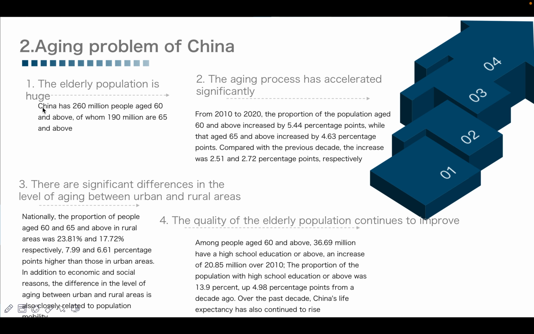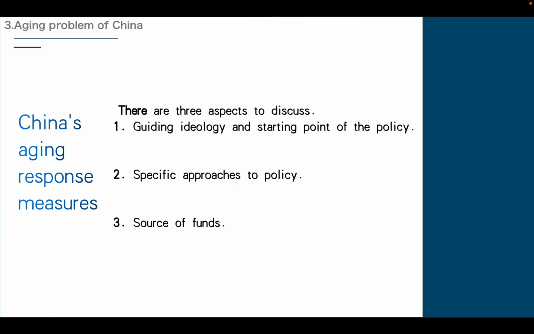The elderly population is huge. China has 260 million people aged 60 and above, of whom 180 million are 65 and above. And next, the aging process has accelerated significantly. This is all, and now we can see the aging response measures.